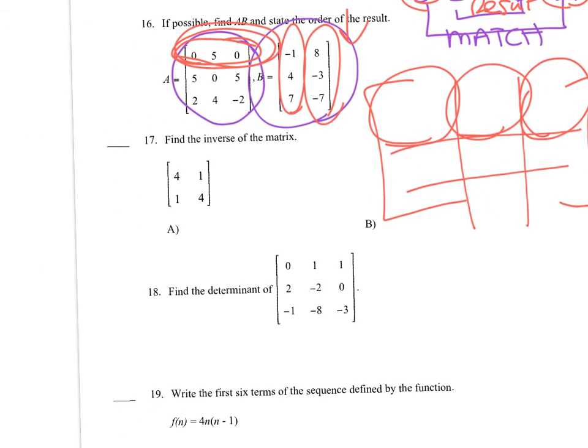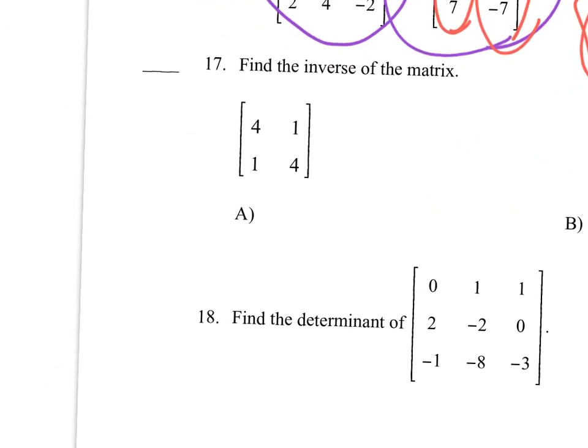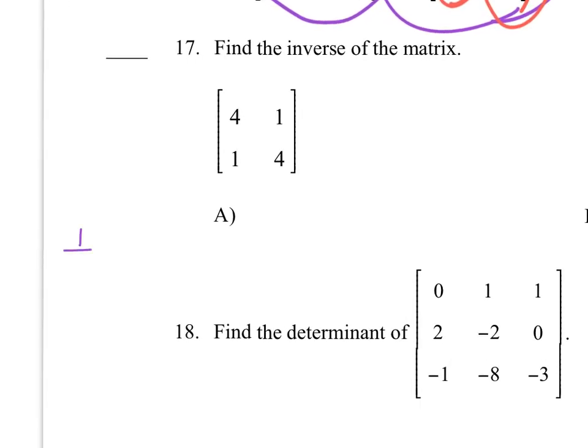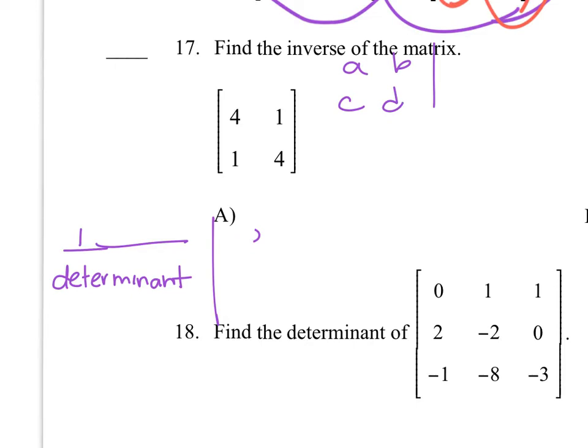All right, number 17 is find the inverse of the matrix. So remember, the easiest way to do it is that determinant. You would do 1 over the determinant times, and you would switch. So if this is A, B, C, D, then you switch A and D. So you switch the locations of A and D, and you negate B and C. Change the signs on B and C.